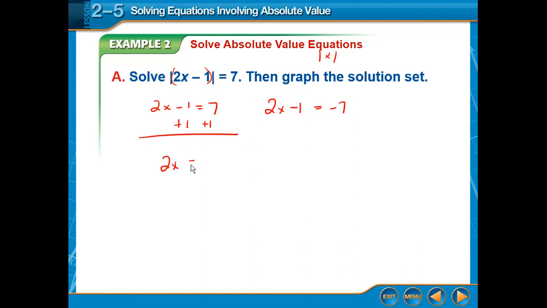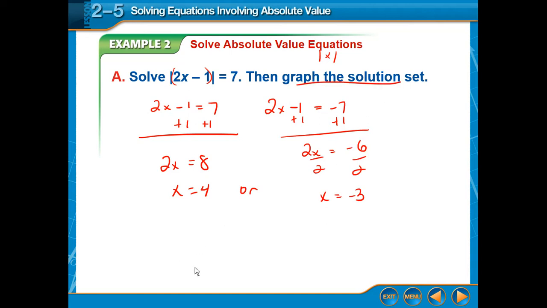So 2x equals 8, so x is going to be 4 when you divide both sides by 2. Same thing over here: adding 1 to both sides, you get 2x equals negative 6. We divide by 2, and x equals negative 3. So we can either get x equals 4 or x equals negative 3. It just says to graph the solution set. If I were to graph these on a line, if this is negative 3, it could be that, or it could be 4 here. And the 0 would be somewhere in there.